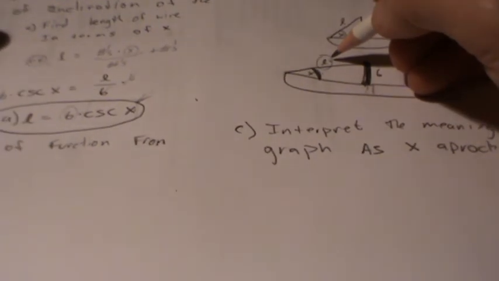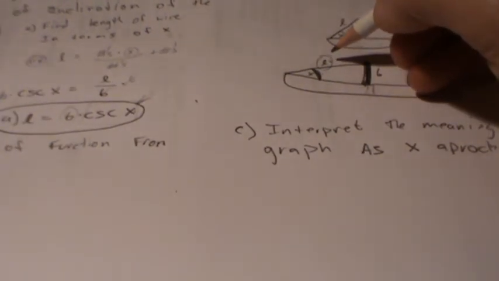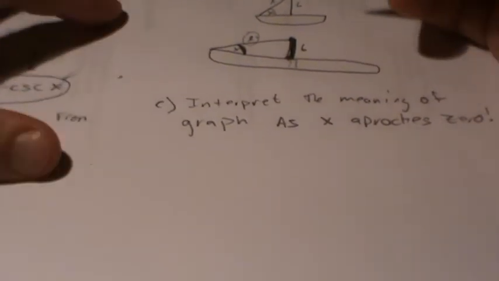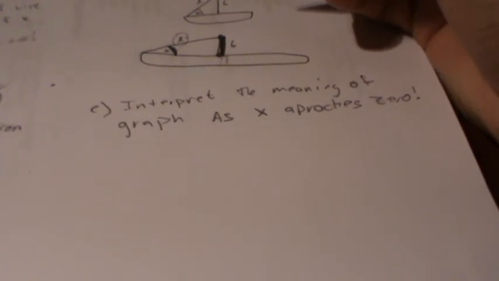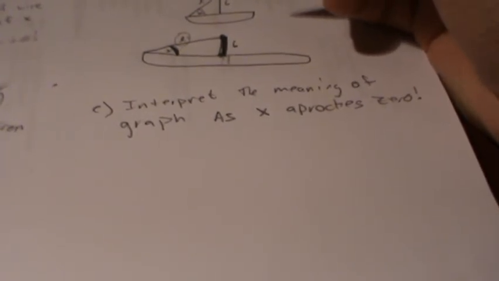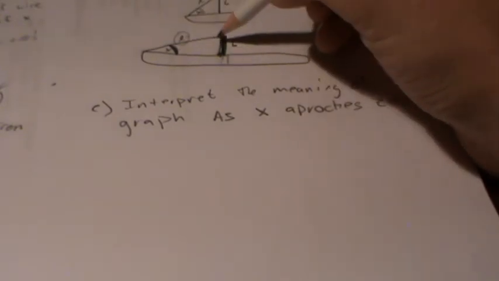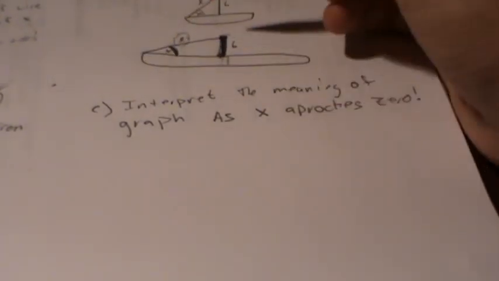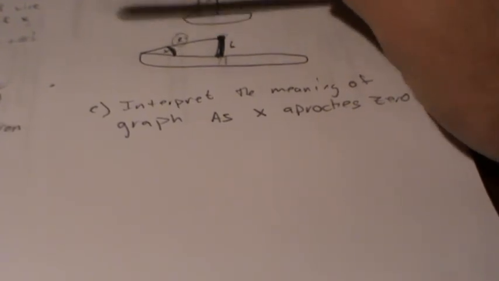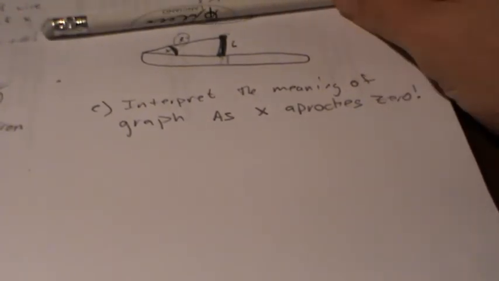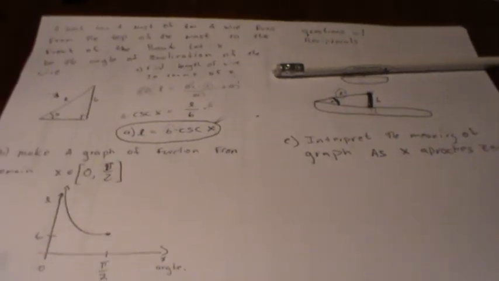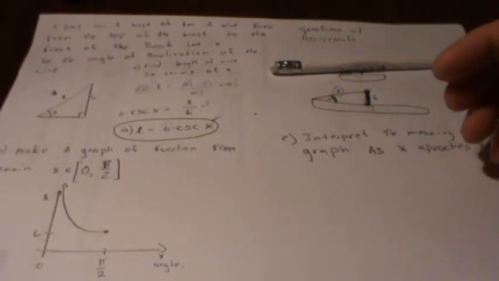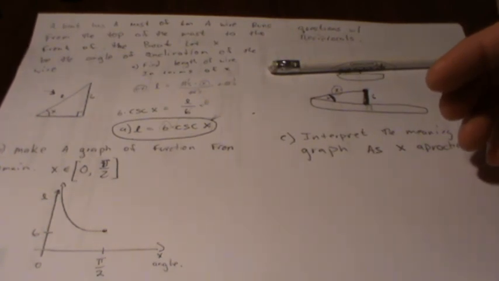That's basically what it is. You can just write something about how the length of the boat becomes infinitely long and the angle becomes infinitely small, and therefore the wire must be infinitely long to reach from the top of the mast to the front of the boat. So that's questions with reciprocals. A lot of them are along the same lines. My advice would be to practice them, and ask a few questions in class if you're having trouble with them. Okay.